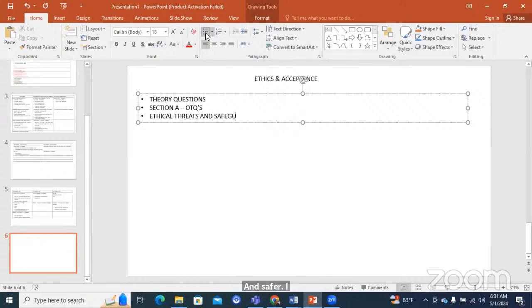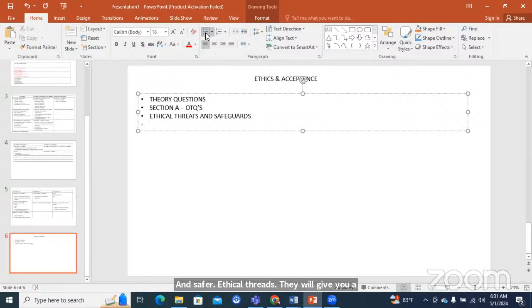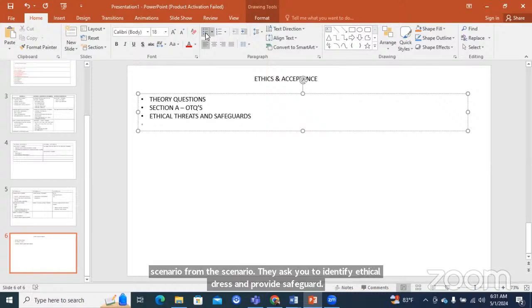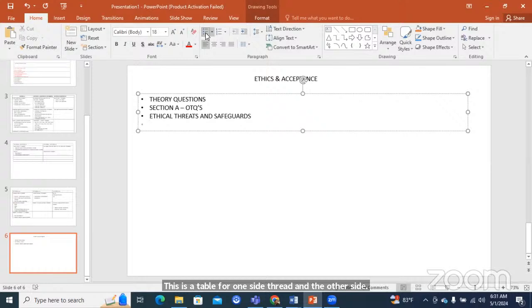Ethical threats and safeguards. They will give you a scenario. From the scenario, they ask you to identify ethical threats and provide safeguards. This is a table form: one side threats and the other side safeguards. Next question is ethical risk or ethical issues.